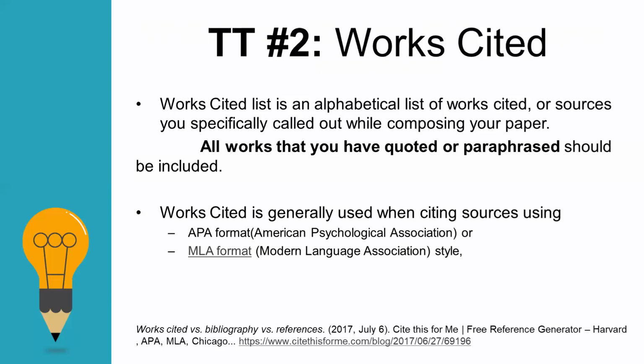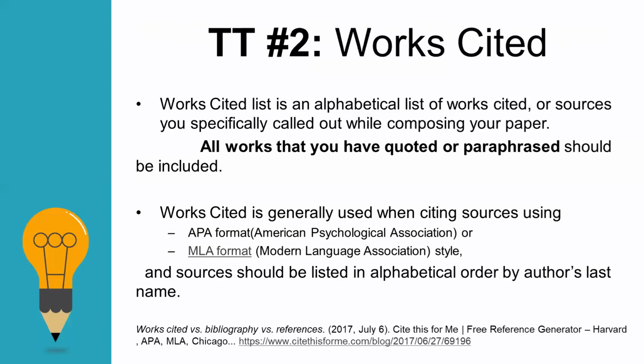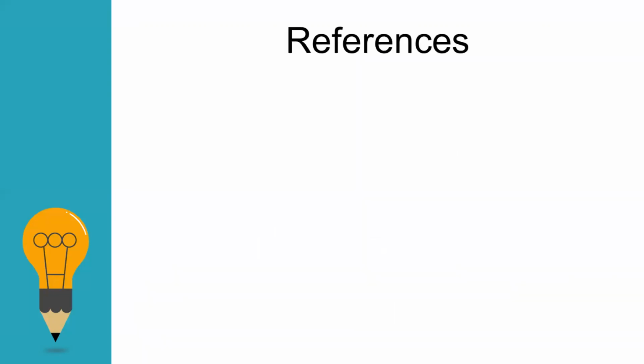Works cited is generally used when citing sources using APA format, which is the most common one used in social sciences at many of the journals, which is American Psychological Association format, or MLA format, which stands for Modern Language Association style. And sources should be listed in alphabetical order by author's last name. So the surname, according to the surname's alphabetical order, the cited work is listed.